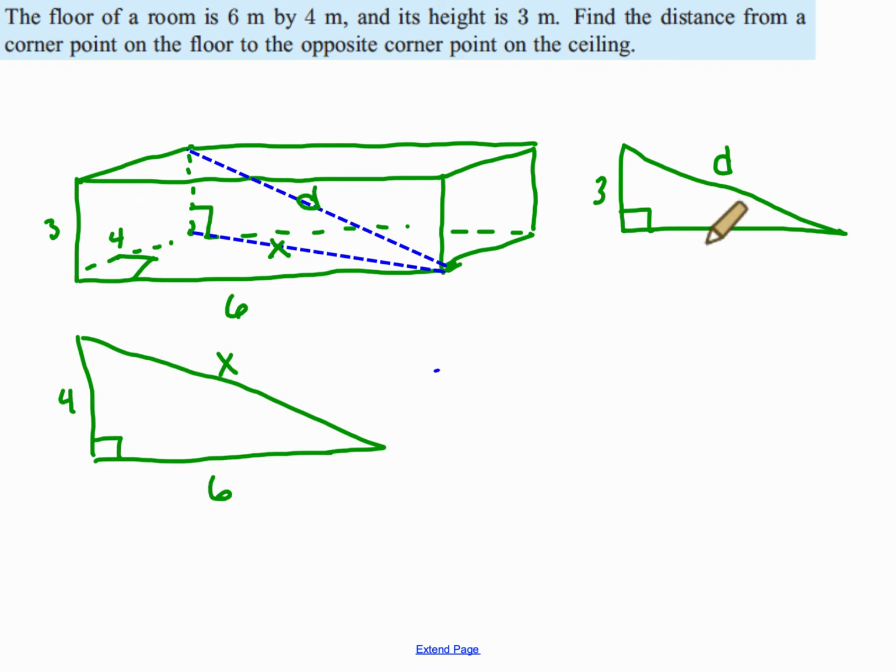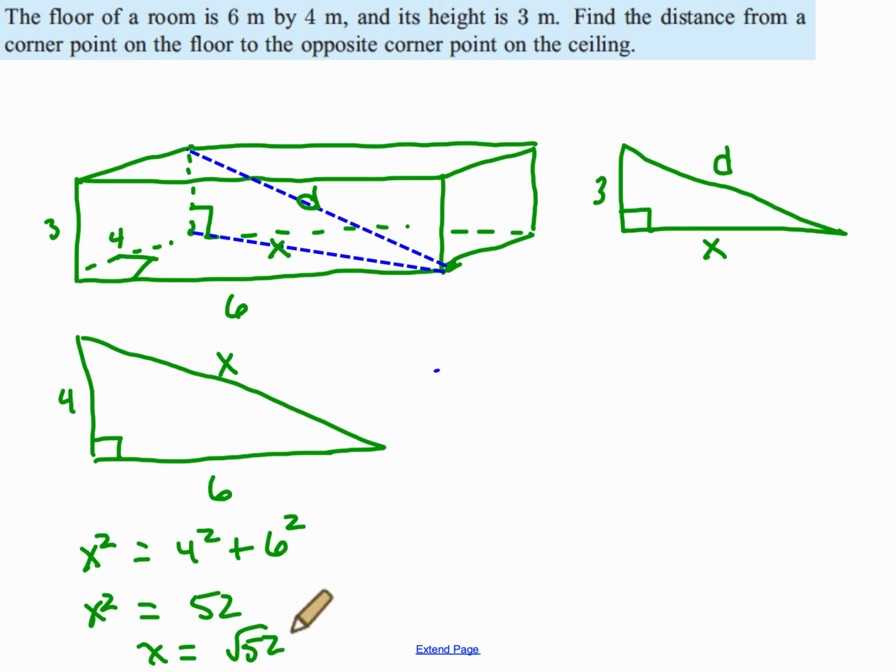Now this X is this same X right here. It's 2 triangles sharing this side. This triangle here, and then the triangle on the floor. So here I can say x squared is equal to 4 squared plus 6 squared, which is 16 plus 36, which is going to be 52. So then x is equal to root 52, and let's leave it that way. Do not use your calculator to simplify that, because we want to be as exact as possible when we replace it up here. And now we're in business.